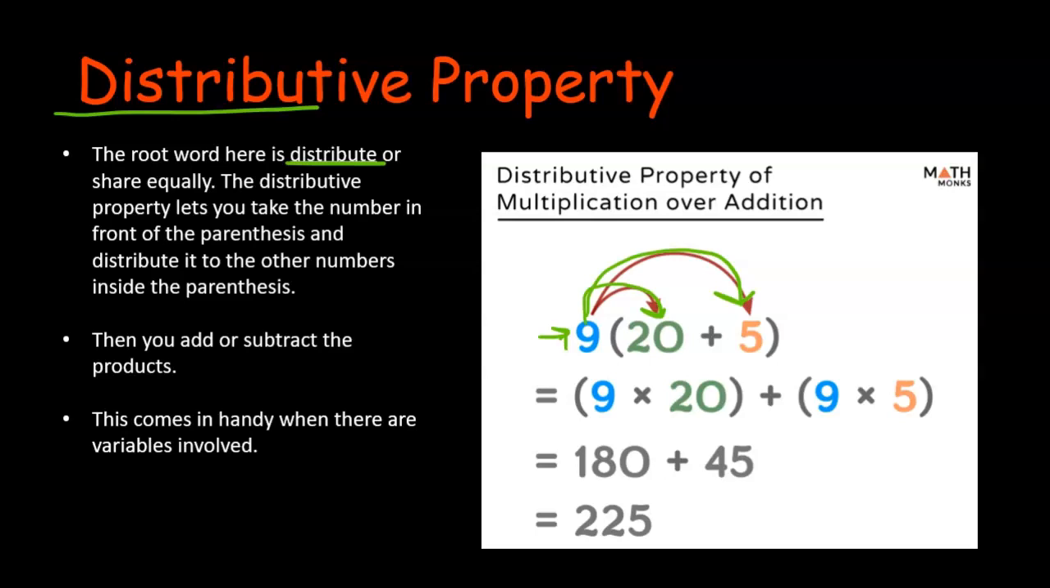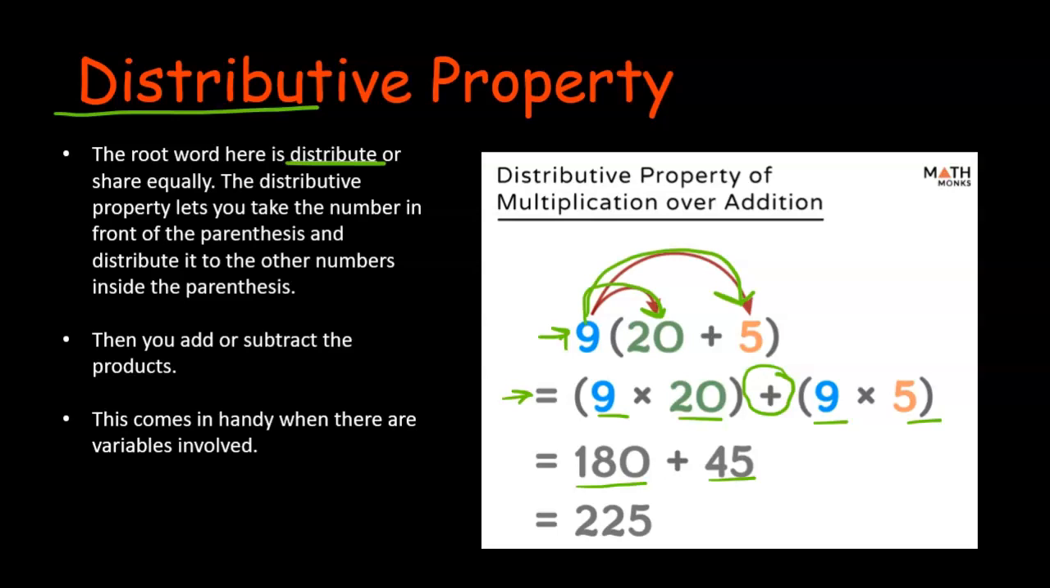So if you look at this example, we're going to multiply 9 times 20, and we're going to multiply 9 times 5. Then we add them together. We can't forget to add them together. So 120 plus 45 equals 225. So this comes in really handy when you have variables, because if you don't know the value of the variable, you can just multiply it times whatever is on the other side of the parentheses.